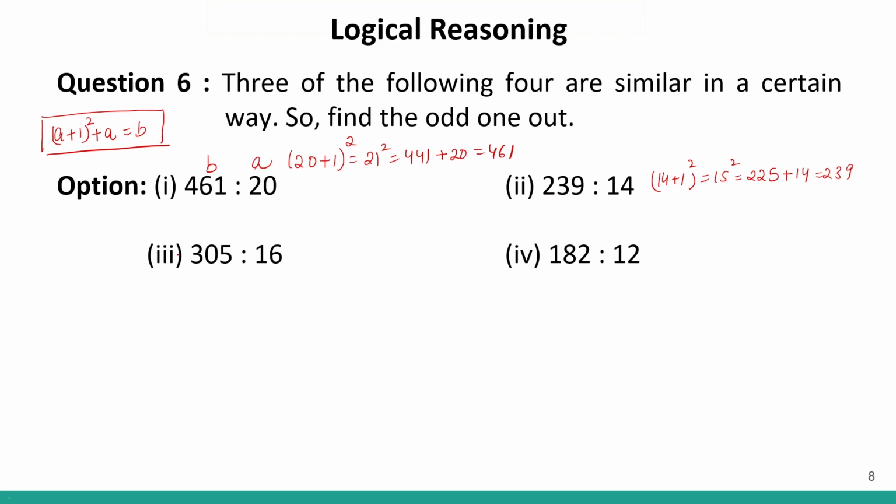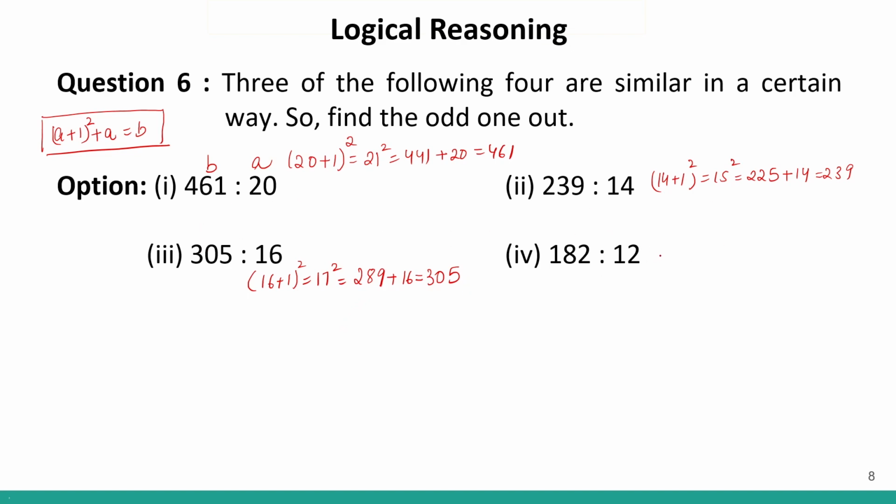Now let us look at option number 3. So option number 3 will be 16 plus 1 square. 16 plus 1 square is 17 square. So 17 square is how much? 289. Correct? Now if I add 16 into this, so this will be 5, 1 will be carried, 8 plus 1, 9 plus 1, 10, 1 will be carried, 3. So I'll get 305. Correct? So this logic is true for option number 3 as well.